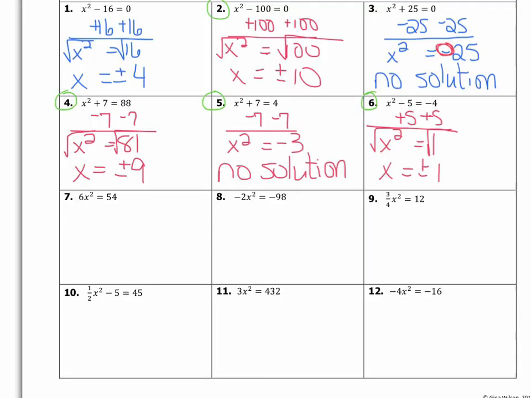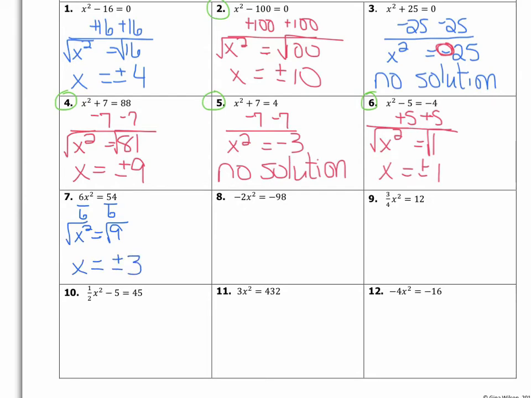Okay, let's look at a few that are a little different. Look at number 7. 6x squared equals 54. What's the first thing we have to do? We have to isolate x squared. How are we going to do that? We're going to divide both sides by 6. We get x squared equals 9. Once the squared term is isolated, then you can take the square root of both sides. Here we would get x is plus or minus 3.